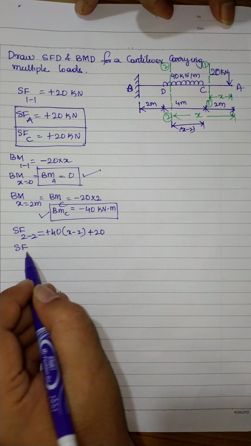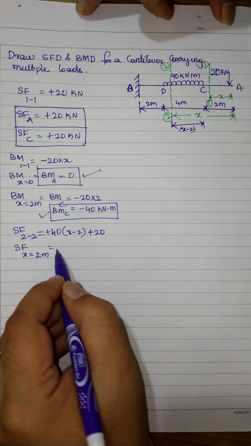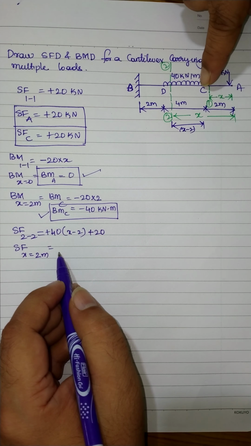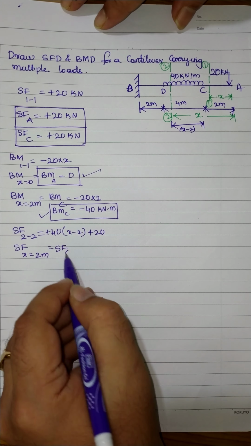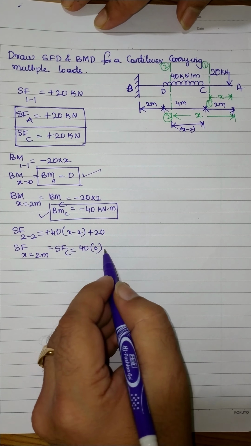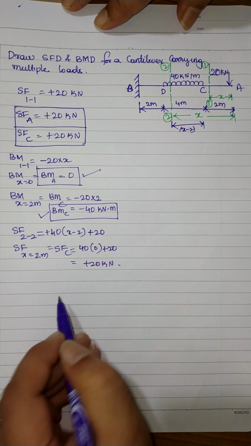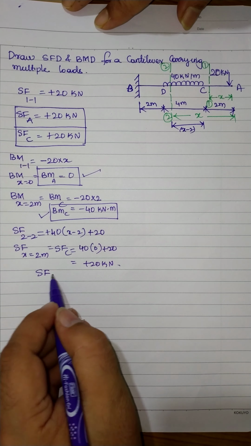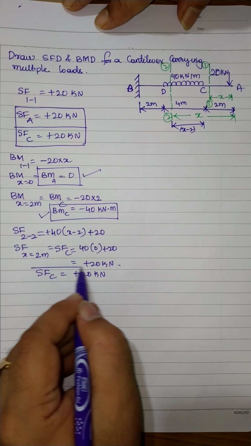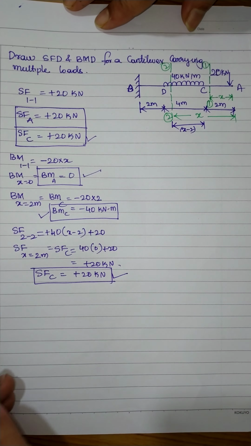Now shear force at point C, or at a distance of x equal to 2 meter. Already we have calculated shear force at point A, no need to calculate for point A. Let us start from point C. So shear force at point C will be 40 multiplied by 2 minus 2, which is 0, plus 20. So this will be equal to plus 20 kilonewton. So shear force at point C is plus 20 kilonewton. We got the same value as the previous one.